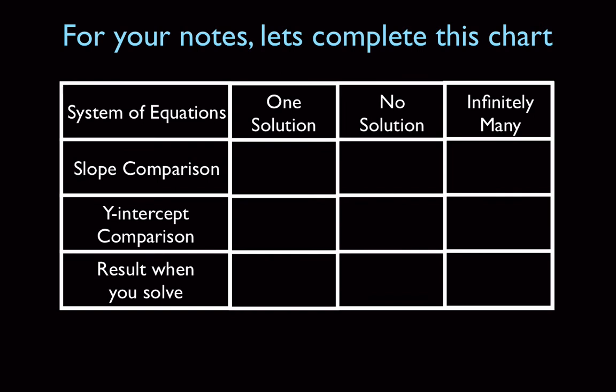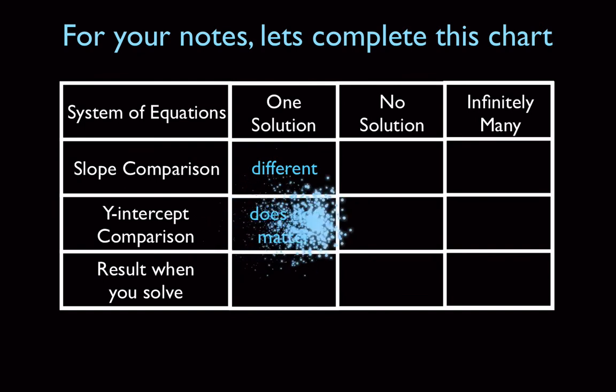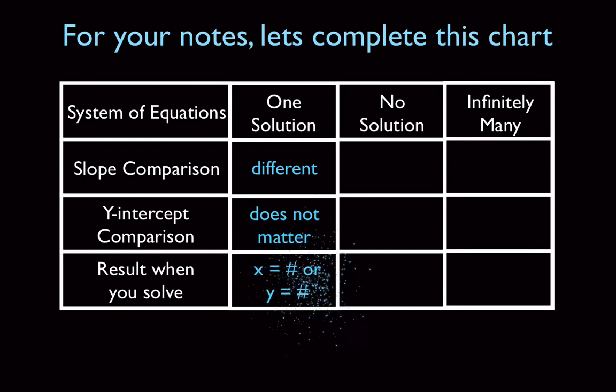So first of all, when you have one solution, the slopes are different. Remember, the slopes mean the tilt. 2 lines tilted differently will cross 1 time. That's a fact, every single time. The y-intercepts, it actually doesn't matter where the y-intercepts are, because as long as the lines are tilted, they're going to cross 1 time. Okay, and we'll look later at what happens when you solve them, but if you try to solve these problems, you're just going to get x equals 5 or y equals 2. You're going to get a normal answer.